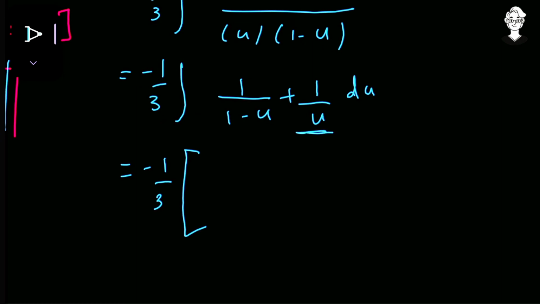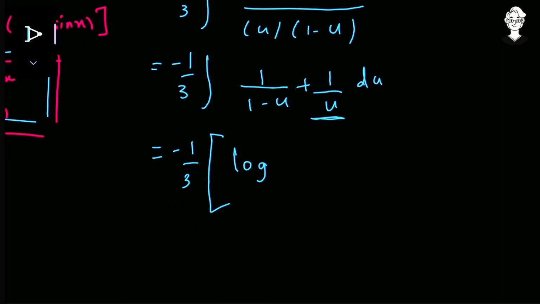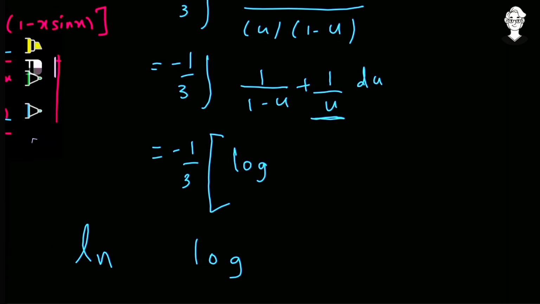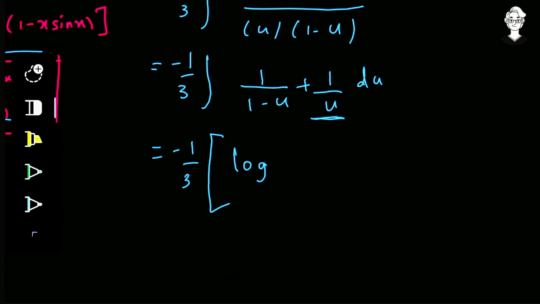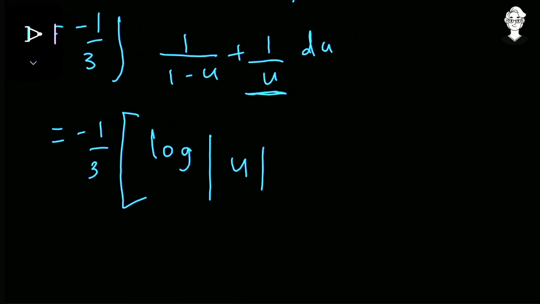minus, first of all integration of this, that is equal to natural log. I will just write log only because in India we rarely use ln. Whenever we use log without any base, we assume that the base is e, and natural log means that the base is e, that's fixed, but we commonly use log only. So log of mod u, and over here integration of this is negative log of modulus 1 minus u.